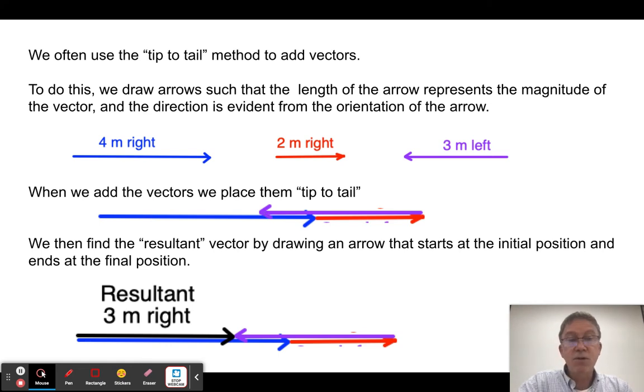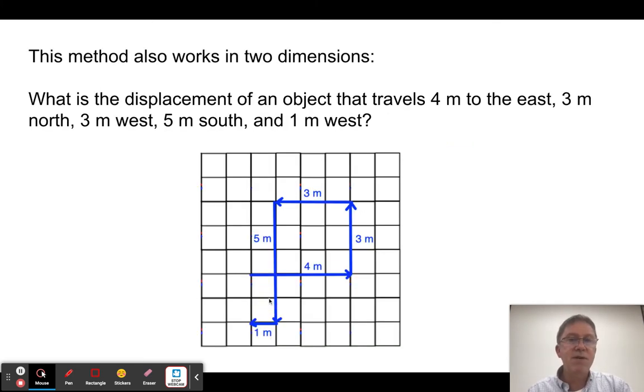Then the resultant vector, or the sum of the vectors, is found by going from the starting point to the ending point. I start here and aim it that way. I call this the resultant vector. In this case, the black one is showing the resultant vector. I start at the beginning, I end at the ending. And so this distance here is 3 meters to the right. That means I've displaced 3 meters in the positive direction.